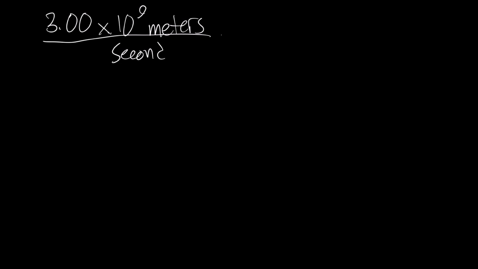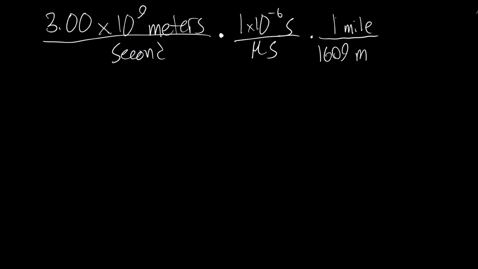The speed of light in a vacuum is 3.00 times 10 to the 9th meters per second. To get microseconds down below, we multiply by 1 times 10 to the minus 6 seconds per 1 microsecond. This is something you should know from your metric prefixes. Now we need to get miles up top, so we use the conversion either that we were given or that we calculated. Meters cancel and seconds cancel.